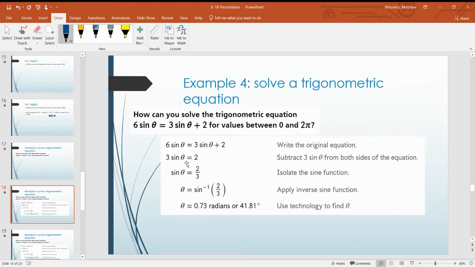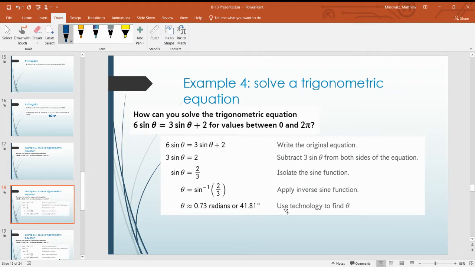Now I see if I'm trying to find the angle, I want to use inverse trigonometry, but I can't do that with this 3 over here. And since this 3 is connected through multiplication, I divide. If there's other parts that I need to move, I can use addition and subtraction and multiplication and division, depending on what process I'm trying to undo. So I have the sine of the angle equals 2/3. And I can take the inverse, like we've done in the previous problems.